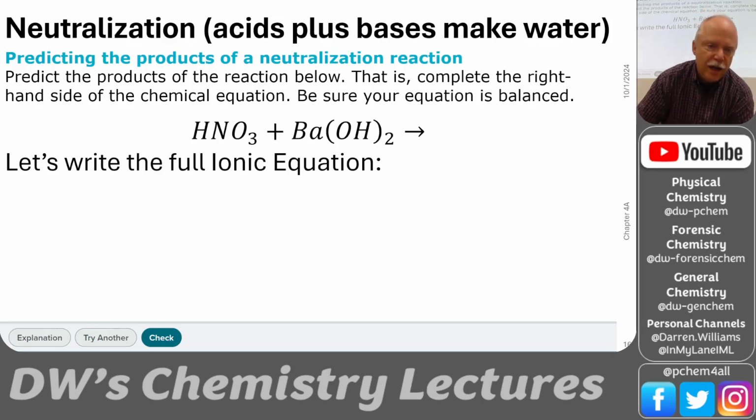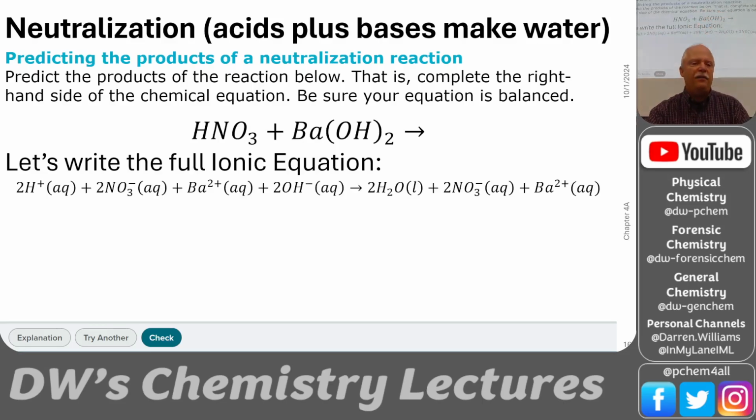So let's write the full ionic equation. Over on the left side, I've had to balance it. We've got the 2 hydroxides, and so when we balance it, we're going to end up with 2 nitric acids. We end up with 2 hydroxides that come out that are aqueous. We have the barium 2+ that's aqueous. We have the nitrate aqueous and the proton that comes off aqueous. And then the proton and the hydroxide get together to form water. And so then we still have the 2 nitrates and we still have the barium ion.